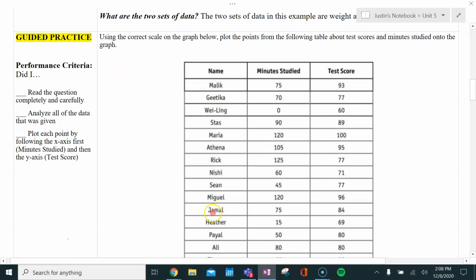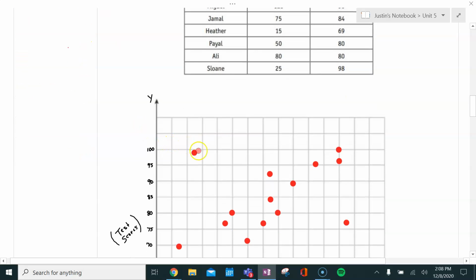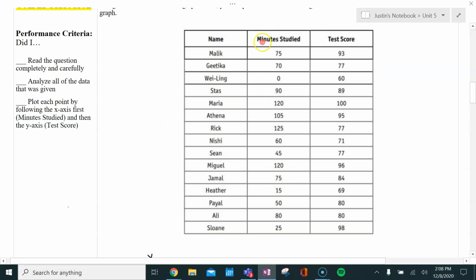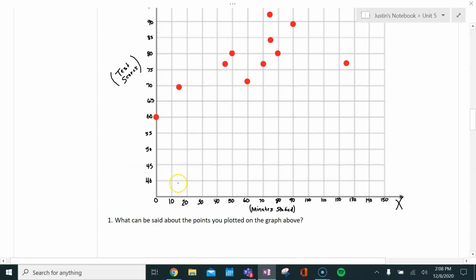Okay, so for some guided practice today, we're going to look at the data that's given to us on this table, and we're going to plot points based off of the information that's given on this table. Okay, so down below what I did already for you is I plotted all of the points. So again, the minutes studied was my x-axis. The test score results were my y-axis. That's what I labeled here on my 2 axes.